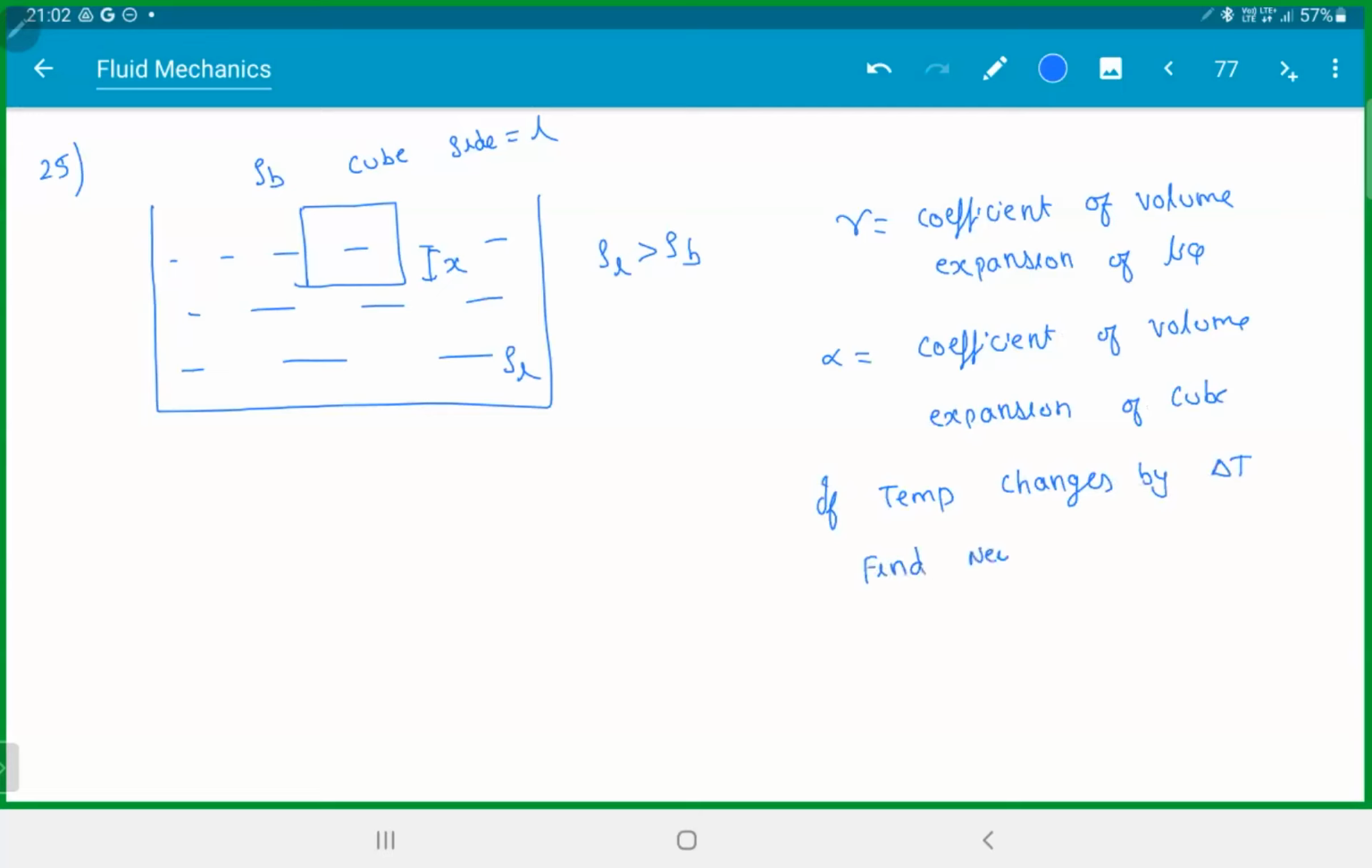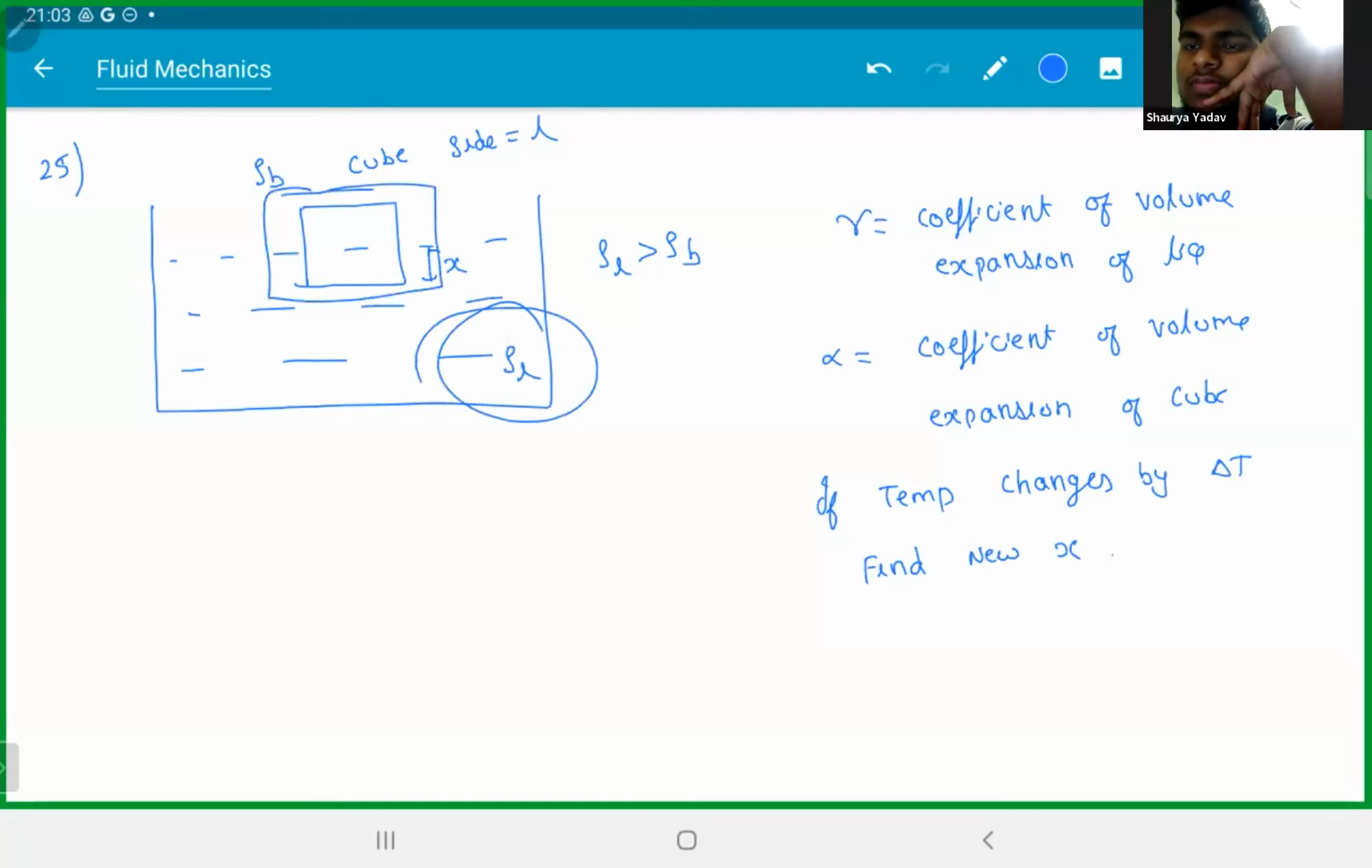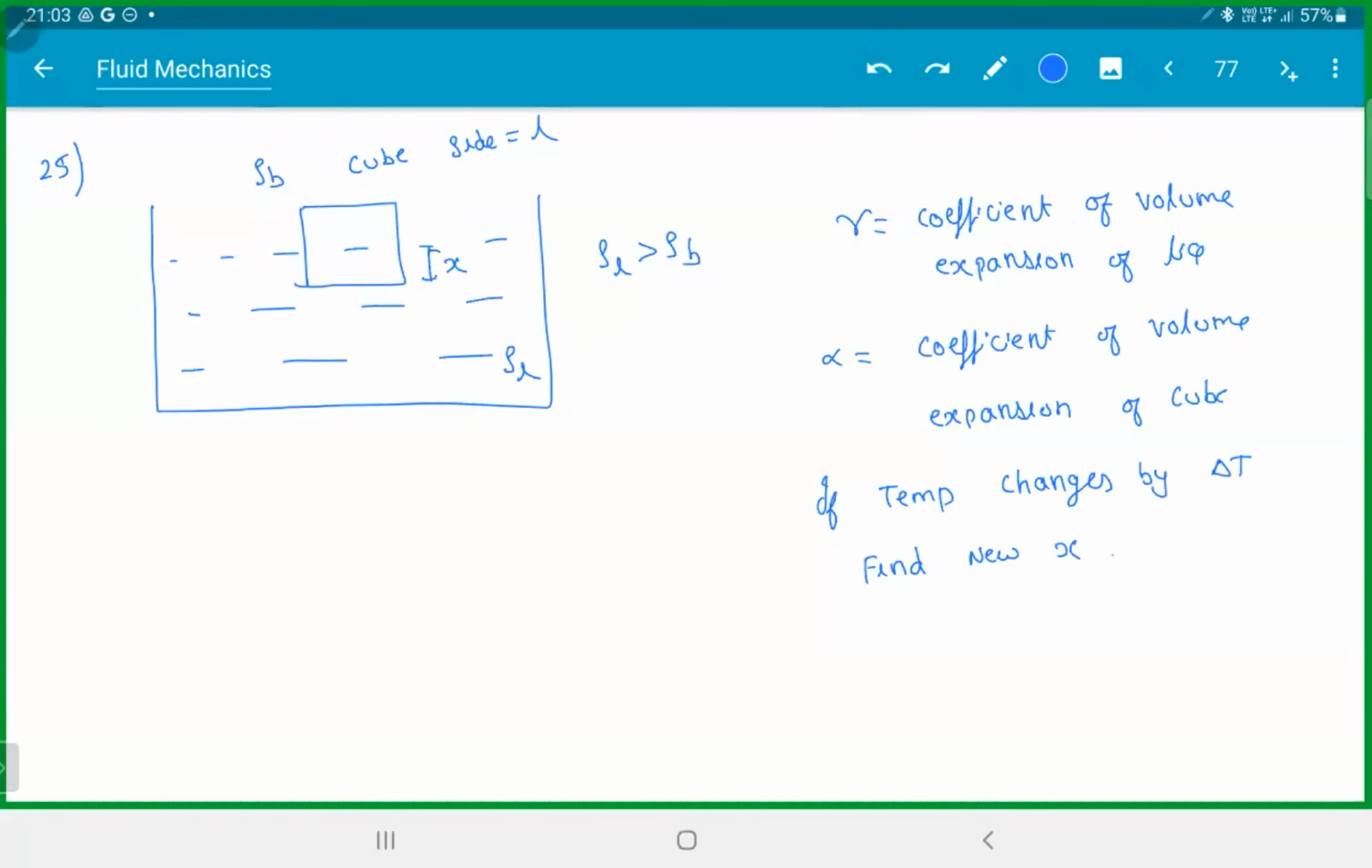You're already inside, so your depth is x. If you change the temperature, what will happen to the new x? So what exactly happens here when you increase the temperature? Liquid density will change. The cube also becomes big in size now. So the side of the cube also will change. So x will also change. So what to do? Think.